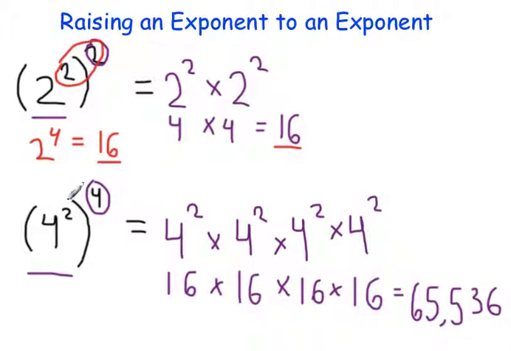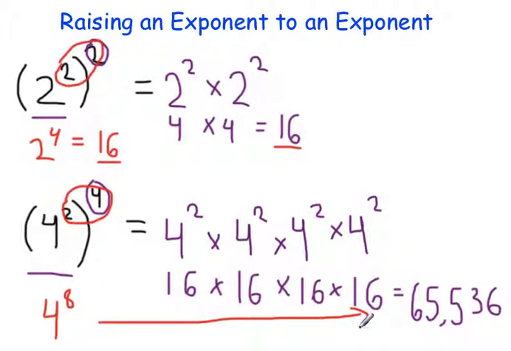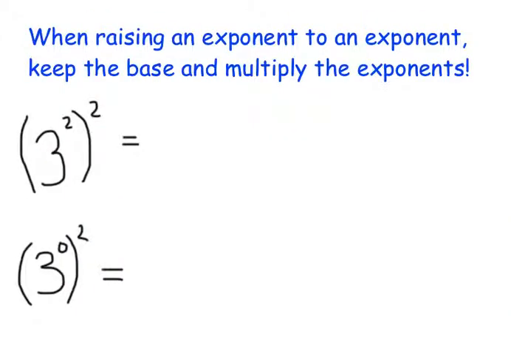And lastly, if we are to take 2 and 4 and multiply them to 8, 4 to the 8th power is 65,536. We have derived our rule. When raising an exponent to an exponent, keep the base and multiply the exponents. Let's try some examples.